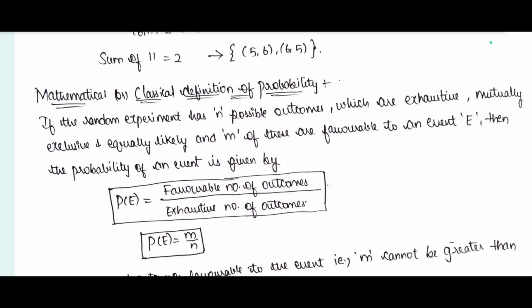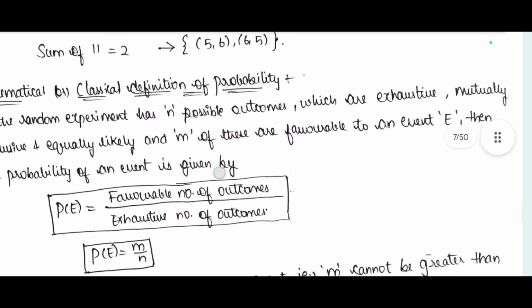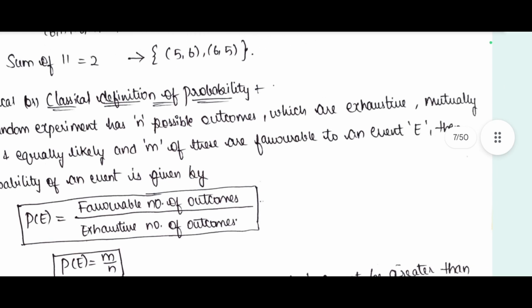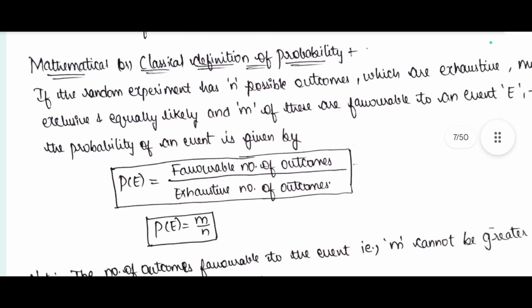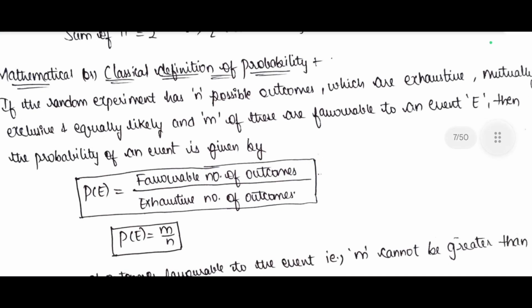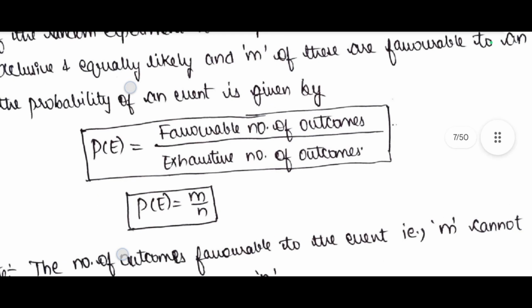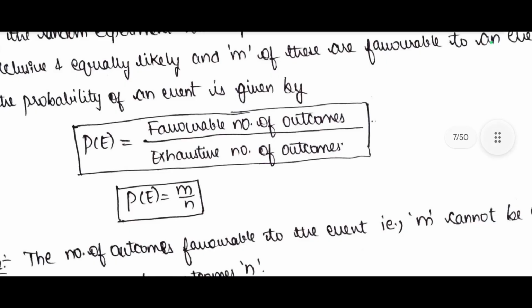In this class, we are going to learn about the mathematical or classical definition of probability. If the random experiment has n possible outcomes, which are exhaustive, mutually exclusive, and equally likely events, and m of them are favorable to an event E, then the probability of an event is given by probability of E equals the favorable number of outcomes divided by the exhaustive number of outcomes, that means the total number of outcomes.